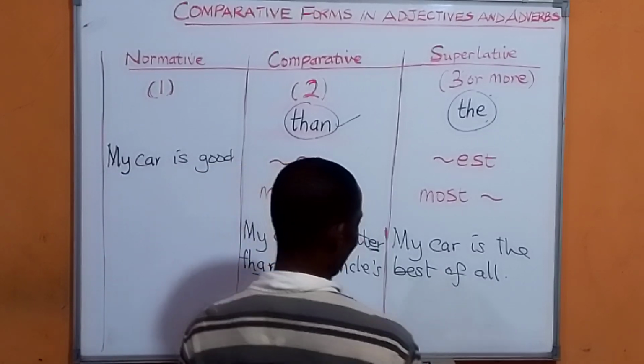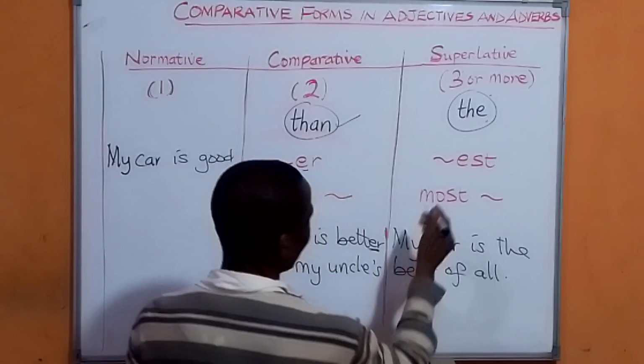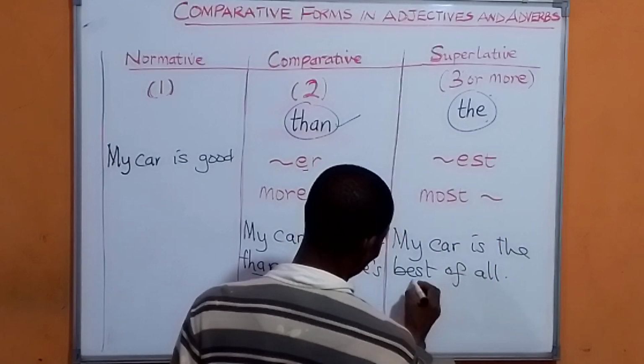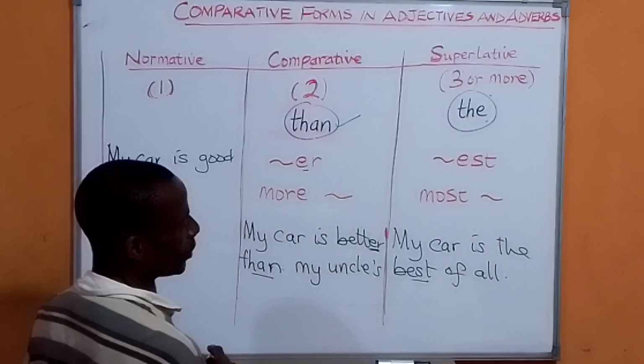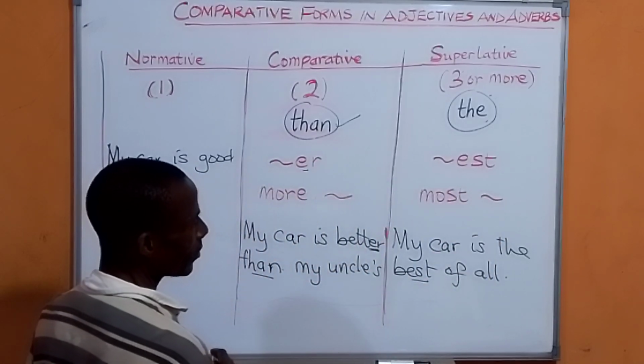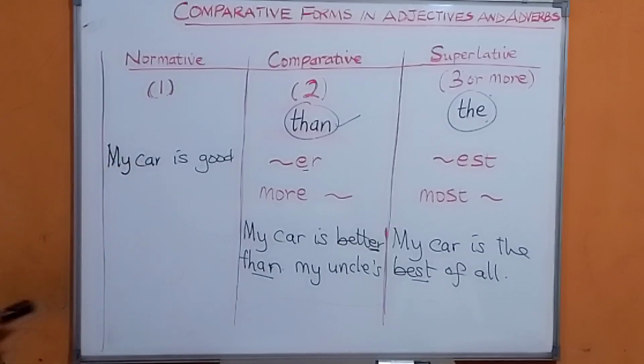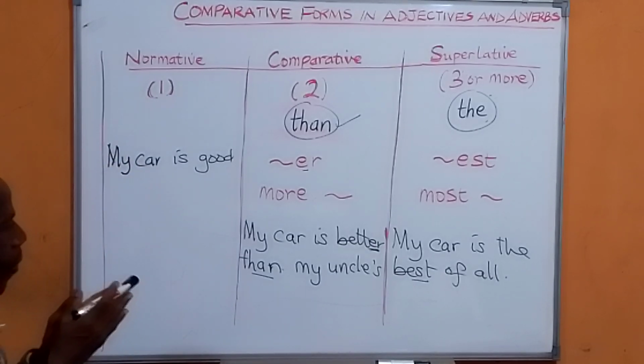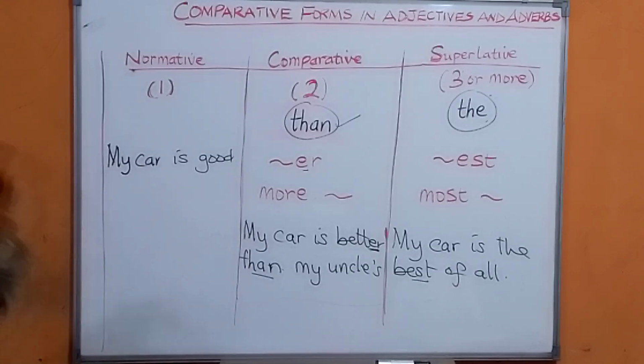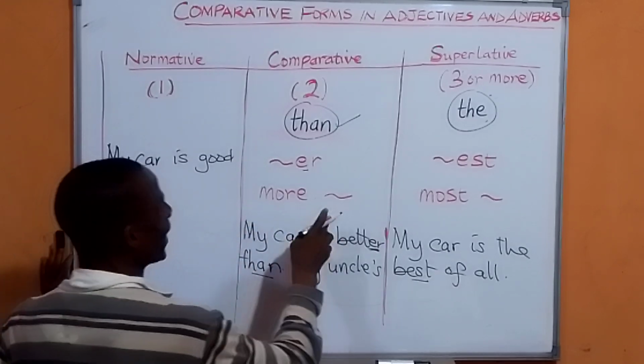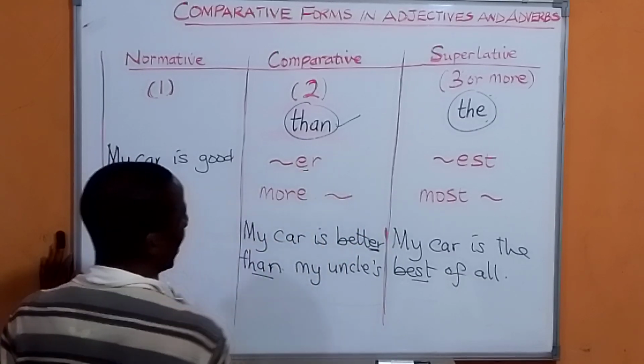All. My car is the best of all. You see that? See, I'm using this word with est. Now, in English, there are times that the word you are using to compare may be longer. That is why you cannot make it longer by adding er.